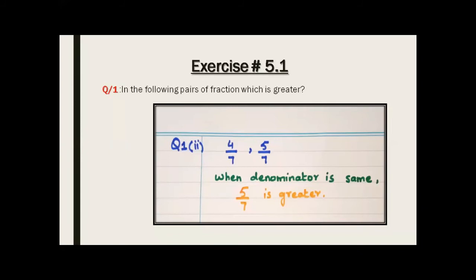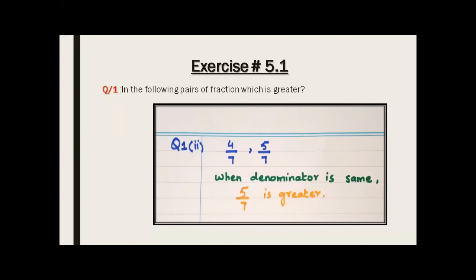So here you can see on the screen we have two fractions, 4 over 7 and 5 over 7. So which type of fraction is this? This is like fractions. Why? Because the denominators of both fractions are the same. 4 over 7, 5 over 7. This is case number 1 when we have same denominators.